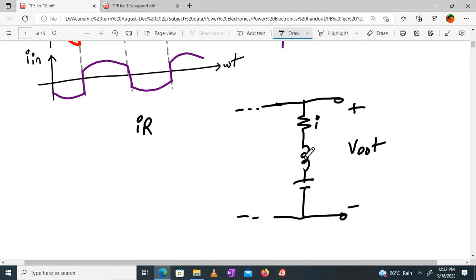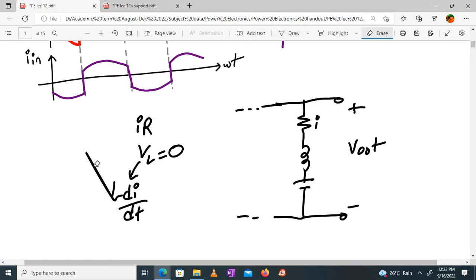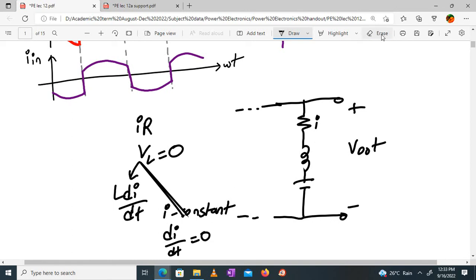What will be the voltage across the inductor? कैसे? Current क्या है? Constant ना? Constant का differentiation क्या रहता है? हाँ, देखो L di by dt. उन्होंने क्या बोला है numerical में? What they have said, I is constant, right? If I is constant, di by dt will become 0. Are you following? बराबर ना? So V out will be IR plus E.